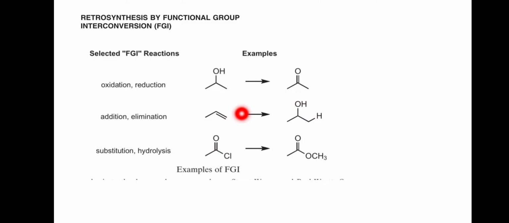Another is addition and elimination. To an alkene, you add water by Markovnikov and anti-Markovnikov addition in different ways. That is addition. Or you add acid to an alcohol, and that will undergo elimination. Another example is substitution or hydrolysis. Substitution of an acyl halide will give an ester, and hydrolysis of the ester gives back the starting material. So these are some examples of FGI. We will study this in much more detail in the next video.